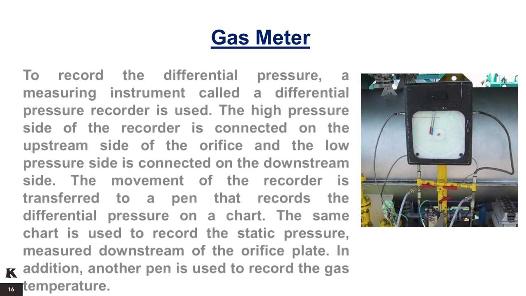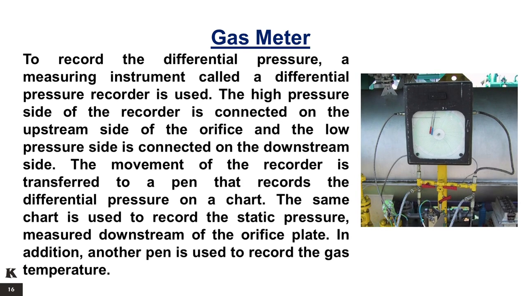To record the differential pressure, a measuring instrument called a differential pressure recorder is used. The high-pressure side of the recorder is connected on the upstream side of the orifice and the low-pressure side is connected on the downstream side. The movement of the recorder is transferred to a pen that records the differential pressure on a chart. The same chart is used to record the static pressure, measured downstream of the orifice plate. In addition, another pen is used to record the gas temperature.